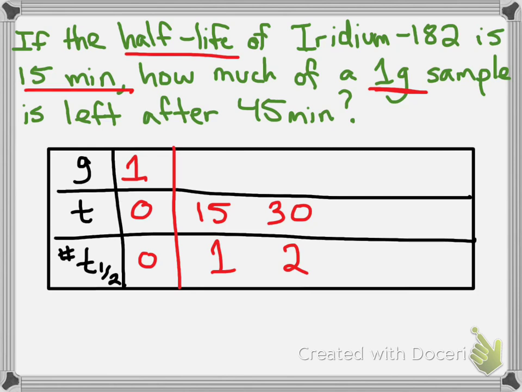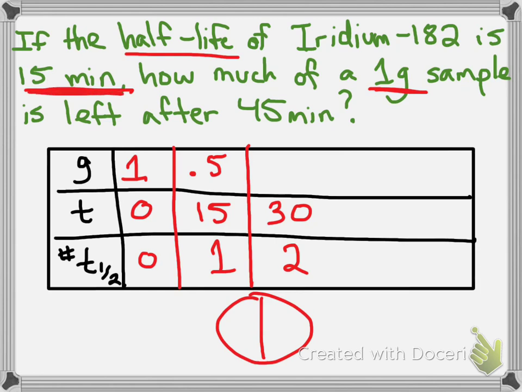So after 1 half-life, my sample is cut in half. Instead of 1 gram, I now have 0.5 grams, since 1 divided by 2 is 0.5. This is after 1 half-life, so after 15 minutes, because my half-life is 15 minutes. Then after another 15 minutes, a total of 30 minutes, I have cut my sample in half again, so now instead of 0.5, I have 0.25.